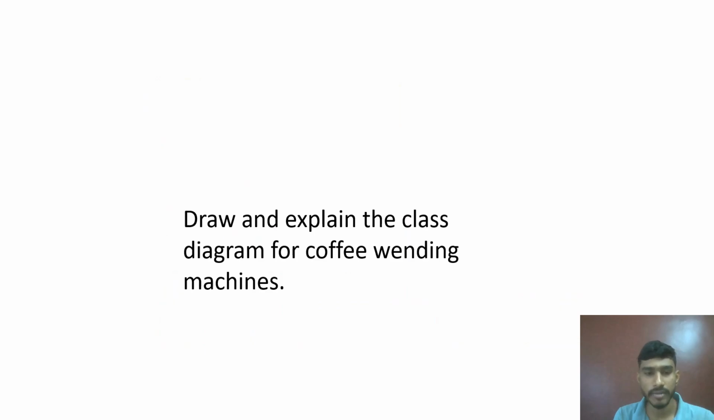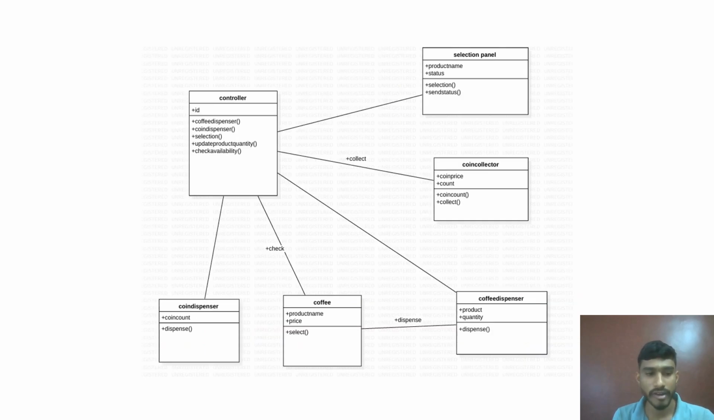The next class diagram is a coffee vending machine. In the coffee vending machine, the main class is a controller or owner. Its attribute is ID and its operations are shown here. In many companies and various shops, you see coffee vending machines. This is a simple explanation of the activity performed by the owner. These are the diagrammatic representations of the class diagram.